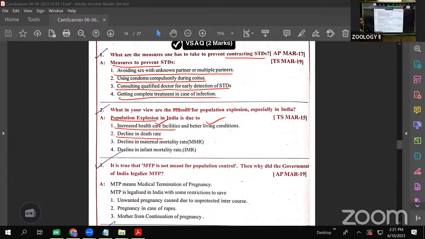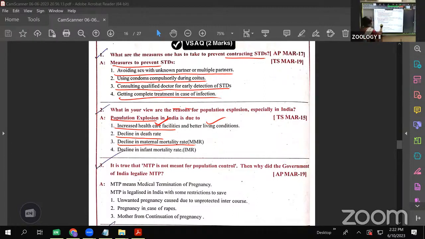Here, the death rate declines automatically. The healthcare facilities are more, so the population will be exploited. Next, the maternal mortality rate declines. Here, the maternal mortality rate also decreases. Decline means decrease automatically. The population is exploitation.